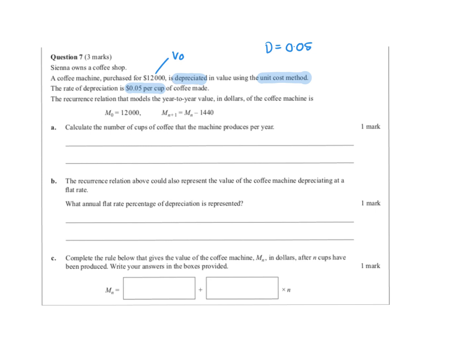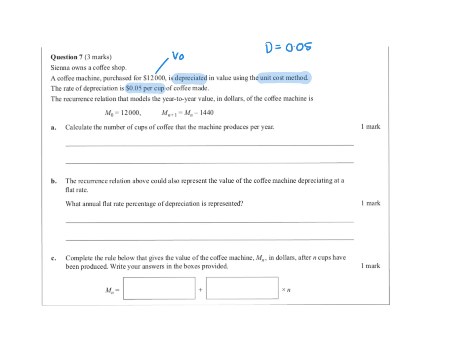And now they've created a recurrence relation from year to year for the coffee machine. So this is year to year. So within a year, it drops in $1,440, and that's because I can see that.